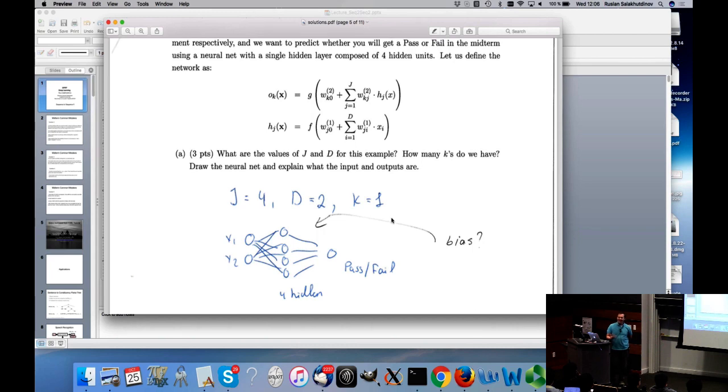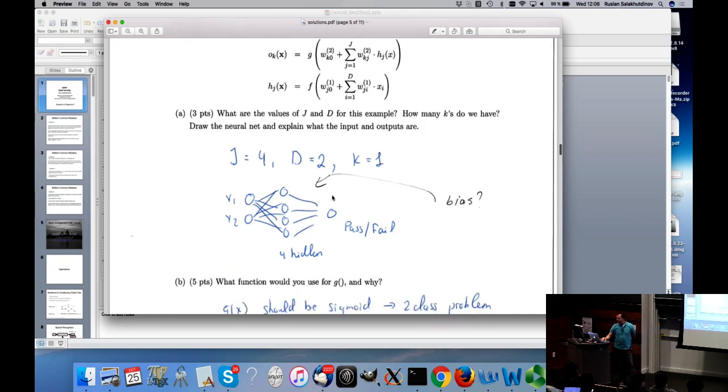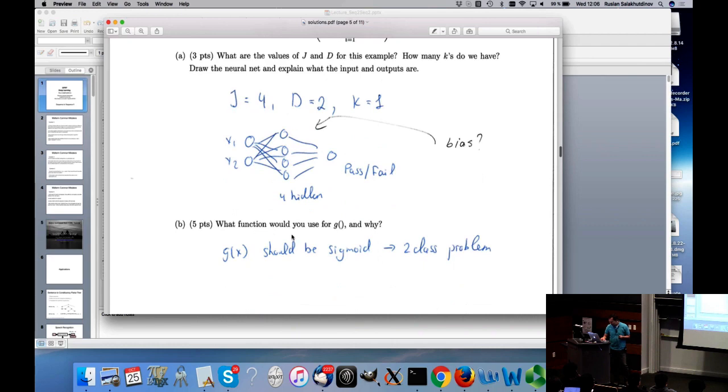Properly, if you want to define it in the easiest way, you only have one output unit, which is a sigmoid, right? And the sigmoid unit only predicts the probability of pass, because the probability of fail is 1 minus the sigmoid. You have to sum up to 1. Some people were drawing two nodes here, saying one is for pass, one is for fail. Fine, you can do the softmax if you really want to do that. But then, in the next question, what function should we be using for g?